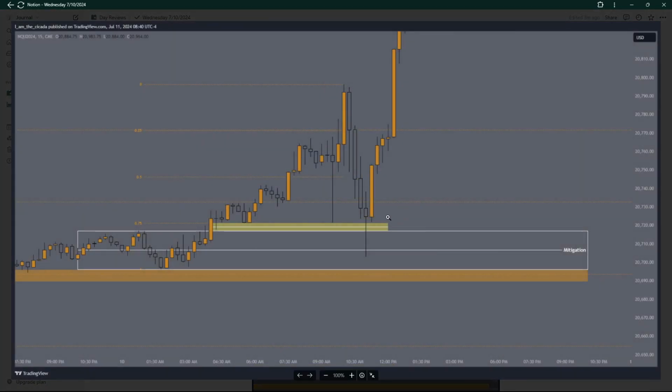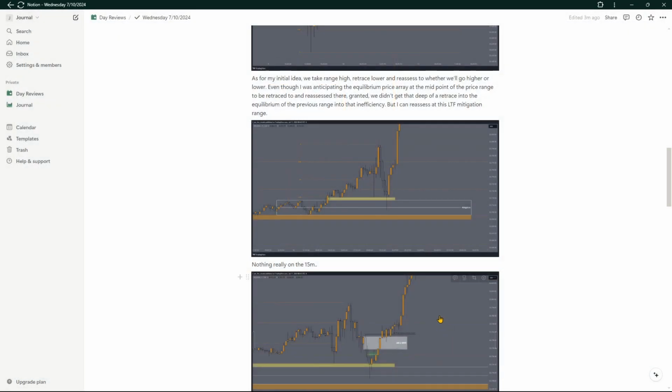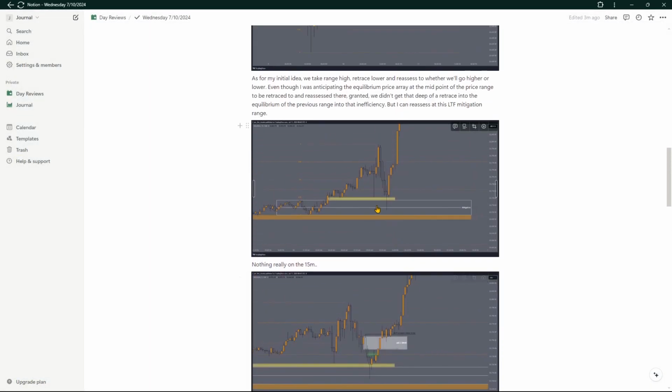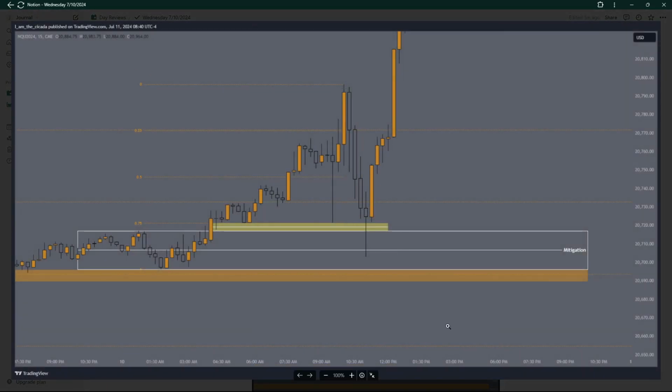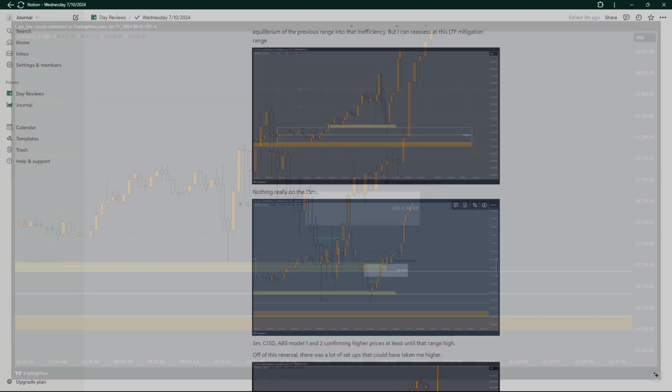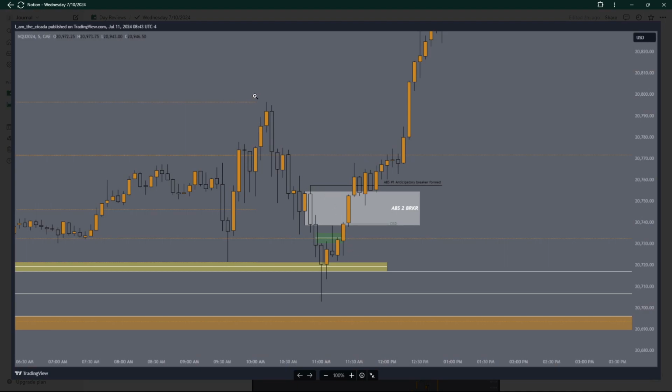So here is the move into it. The reassessment point is around this yellow box here, and into the mitigation as well. On the 15-minute, nothing really happened. On the 15-minute, nothing was really there. Hourly, it was just the same framework as the 15-minute, and then when we move into the 5-minute, you can see that we have this move lower, giving us that market maker sell model that I just highlighted.